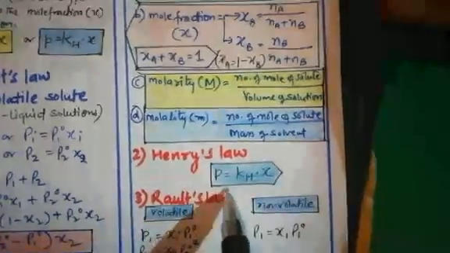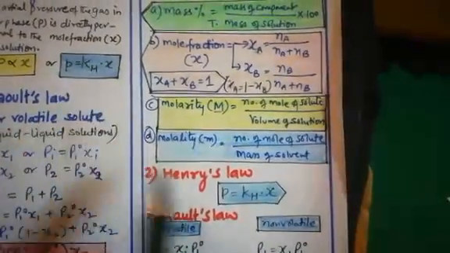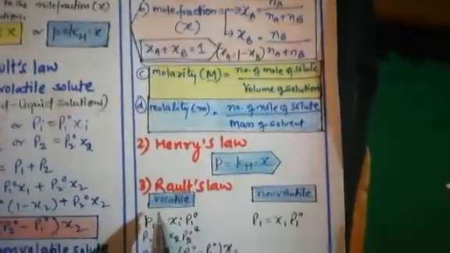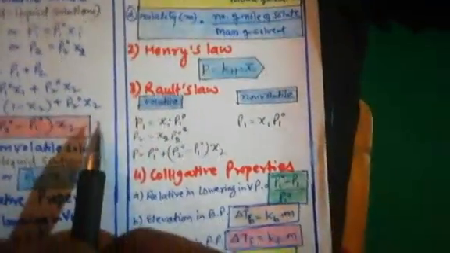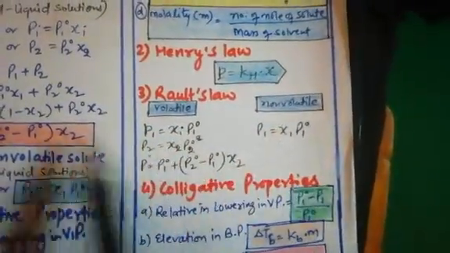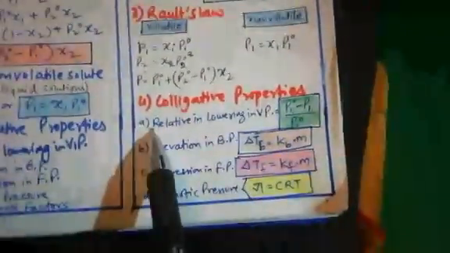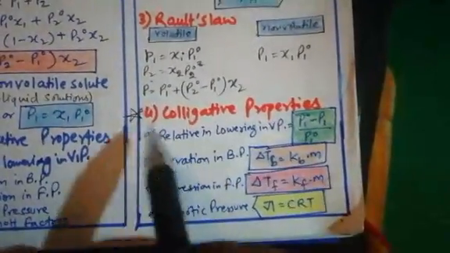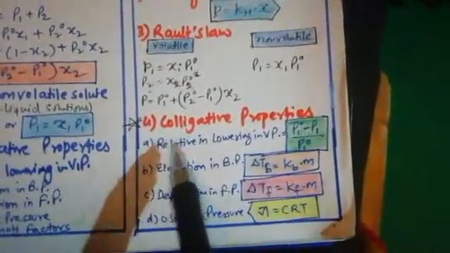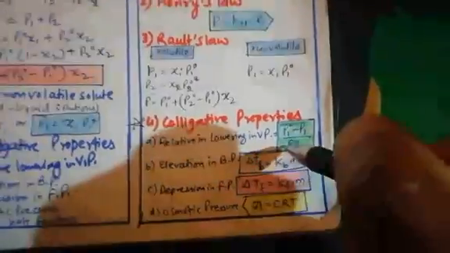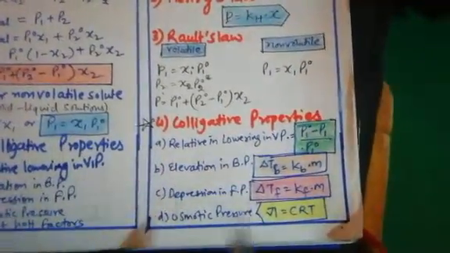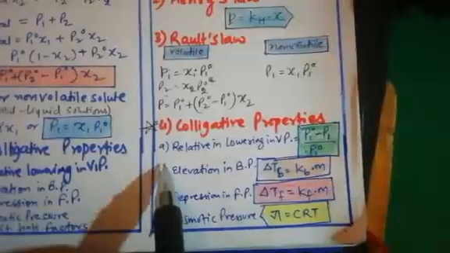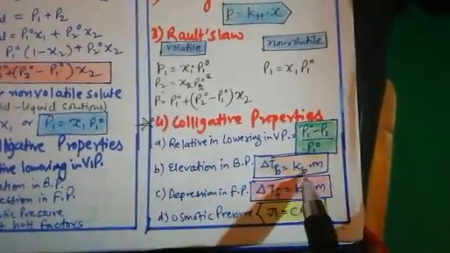Next is Henry's law, P equals KH into x, that is derived from here, and we can find out the numericals from here. Raoult's law, we can calculate with volatile and non-volatile as we have derived. Colligative properties, relative lowering of pressure, this is very important. Maximum numericals come from colligative property, relative lowering of vapor pressure, that is P1 naught minus P1 upon P1 naught. Elevation in boiling point, delta TB is equal to KB into m.